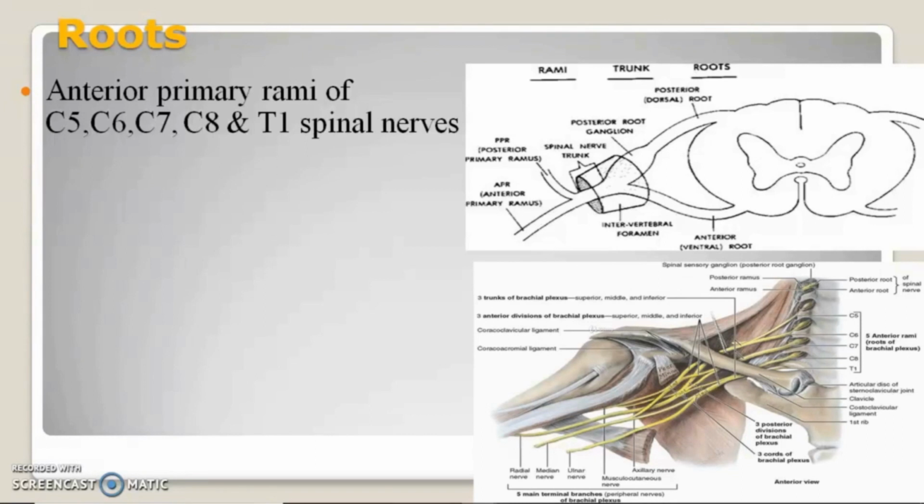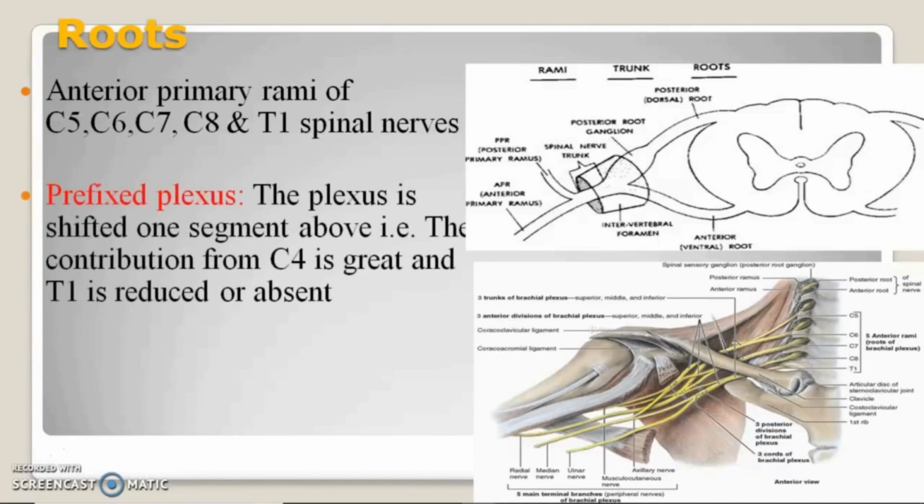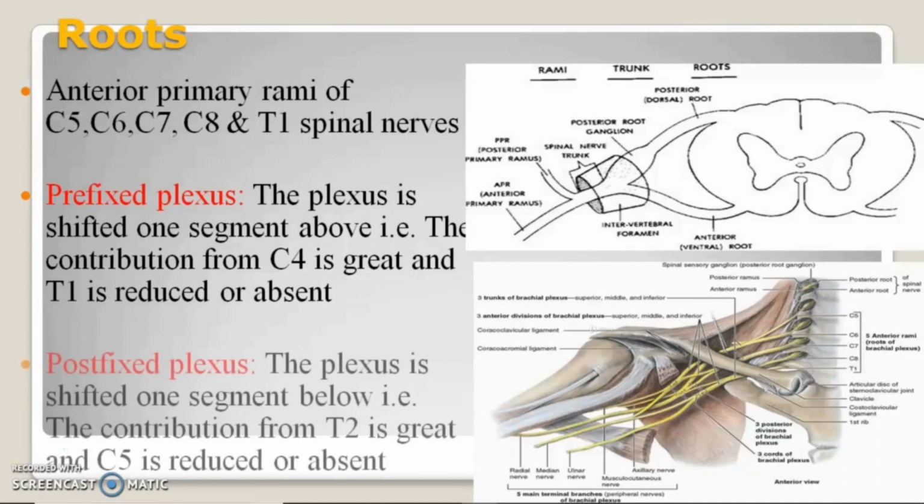So we have ventral and dorsal rami coming from the spinal cord. Among that, the ventral rami is the one which is going to contribute to the brachial plexus. Then we will be having prefixed plexus and postfixed plexus. What is the difference between these two plexus?